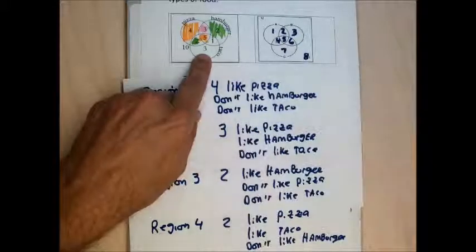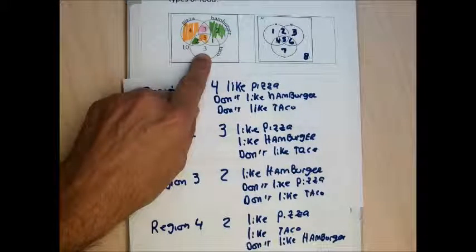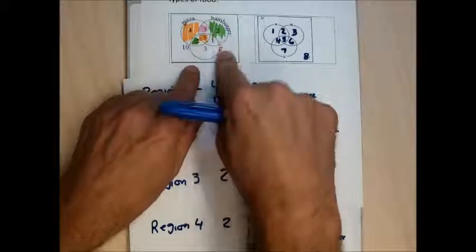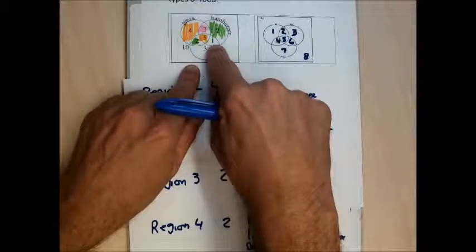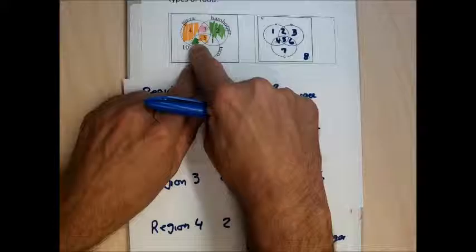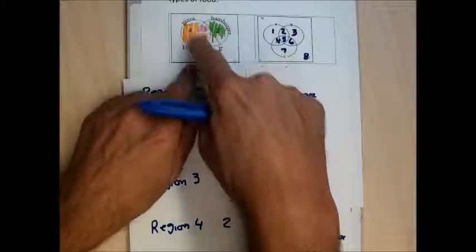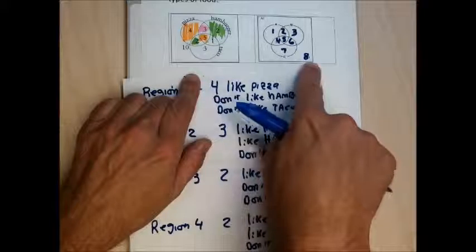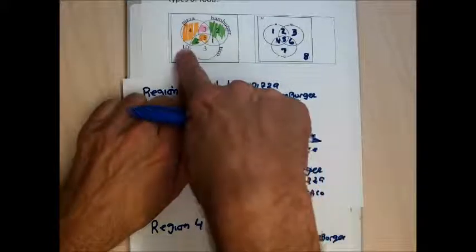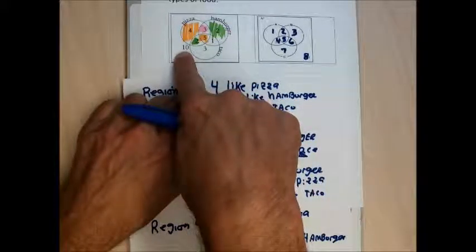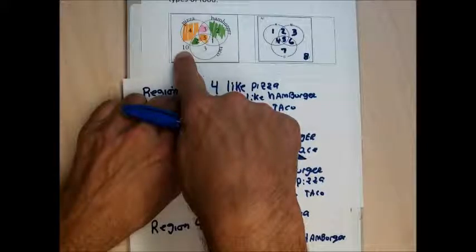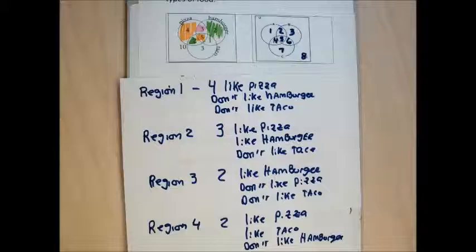These 3 students right here are inside the taco circle, so they like tacos. The hamburger circle and the pizza circle don't catch them, so those 3 like tacos, but they don't like hamburgers or pizza. And the 10 out here in region 8, as long as they're outside the circles, it's good enough. Those 10 don't like pizza, hamburgers, or tacos. So those are the 8 regions represented by the diagram.